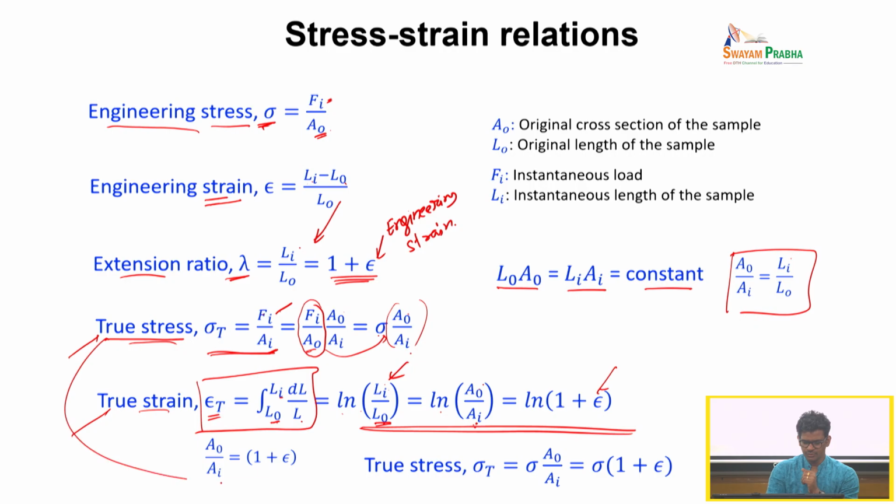So again, coming back to true stress, we already noted that the true stress can be written as the engineering stress times A naught by Ai. Now we can also write A naught by Ai as 1 plus epsilon.